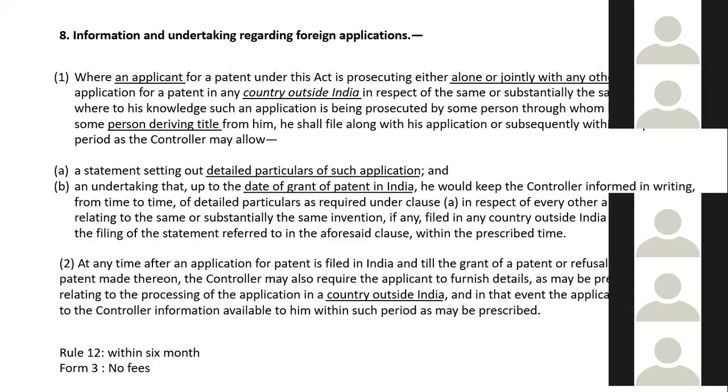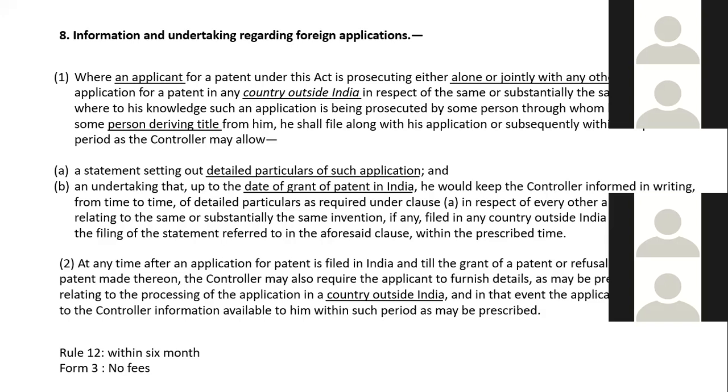The statement and undertaking required to be filed by an applicant for a patent under subsection 1 of section 8 shall be made in Form 3 that we have discussed. 1A is stating that the period within which the applicant shall file the statement and undertaking under subsection 1 of section 8 shall be 6 months from the date of the filing of the application. Explanation is, for the purpose of this rule, the period of 6 months in case of an application corresponding to an international application in which India is designated shall be reckoned from the actual date on which the corresponding application is filed in India.